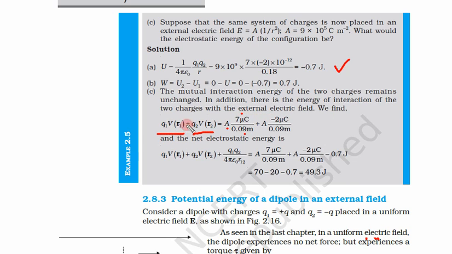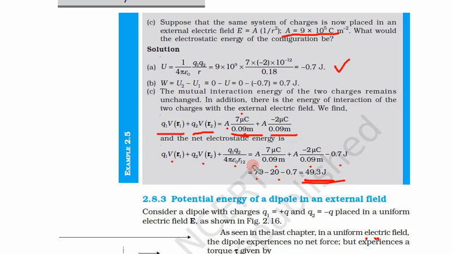This Q1 we know, and this V is also dependent on R1. So now the net electrostatic energy is Q1 V1 plus Q2 V2 plus the third term. This is A times 7 microcoulomb upon 0.09 meter, and this is minus 2 microcoulomb upon 0.09, and this third term is here. If you calculate, you put this value of A upon this distance. When you calculate this, you will get 49.3 joule.